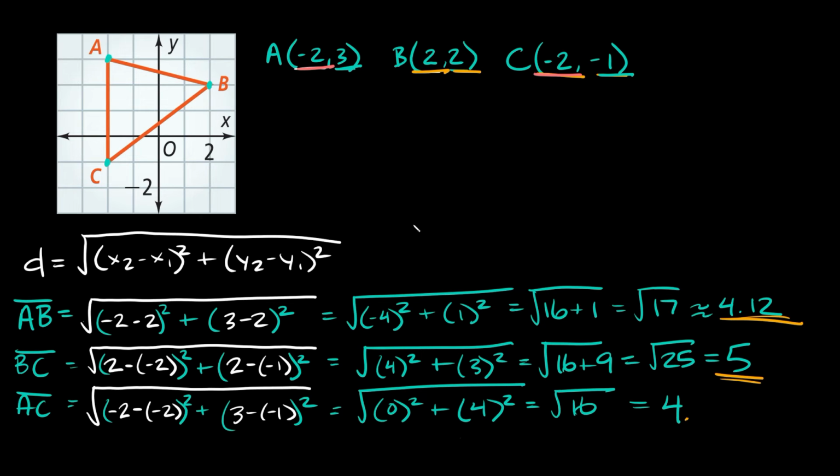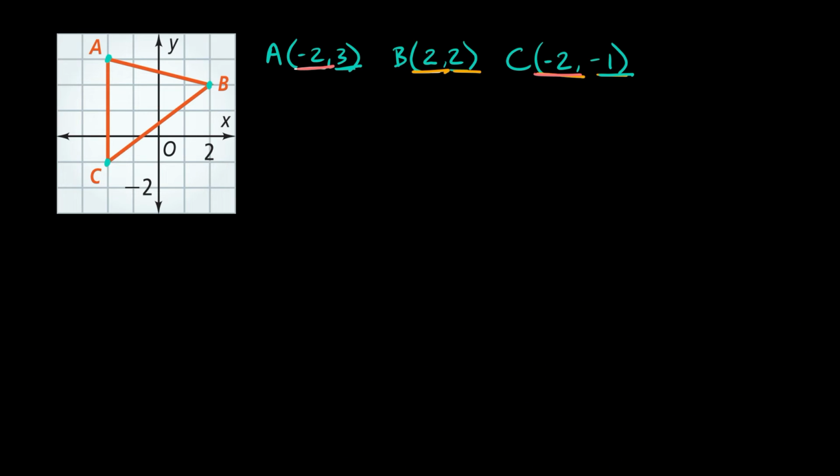Now, how do you check if it's a right triangle? Well, for that, we would have to use the Pythagorean theorem, all right? So if you remember the Pythagorean theorem, it just says a squared plus b squared is equal to c squared, where a and b are the two shorter sides and then c is the longest side, okay? So again, if the distance, and I'll just write it over here, from A to B was 4.12, the distance from B to C was 5, and the distance from A to C was 4. Here we can take the two smaller sides, so 4.12 and 4, so that would be a and b, and then 5 would be c, right?